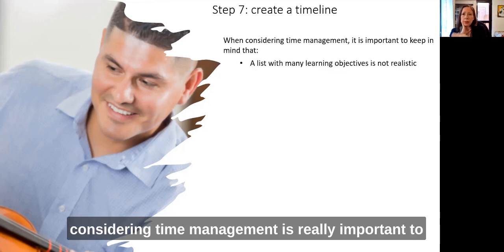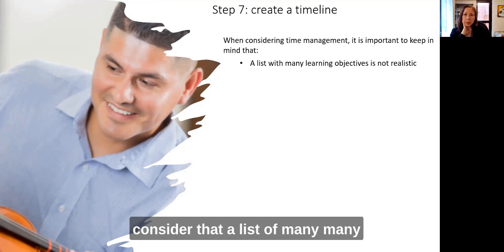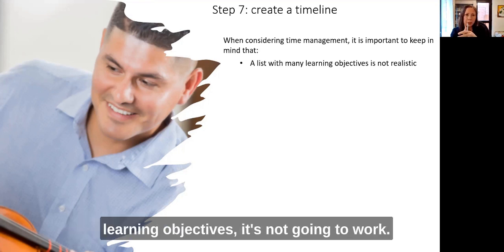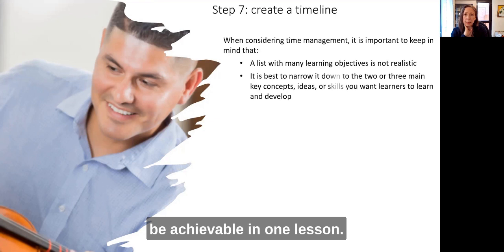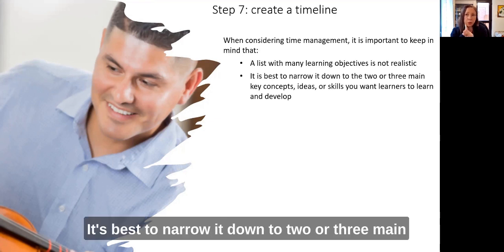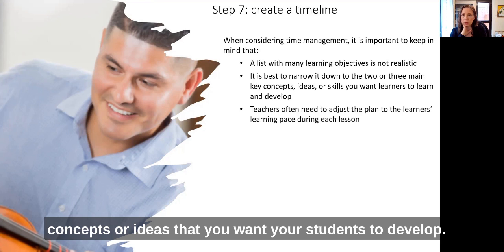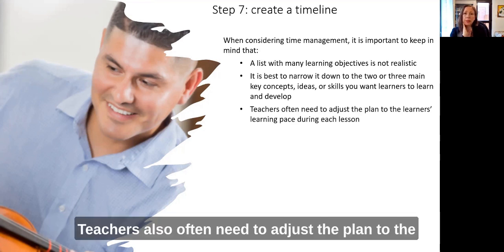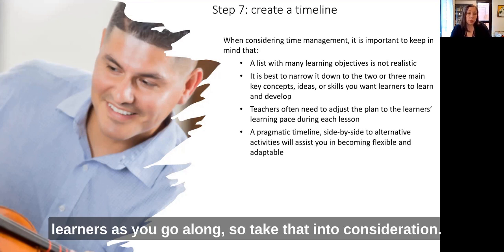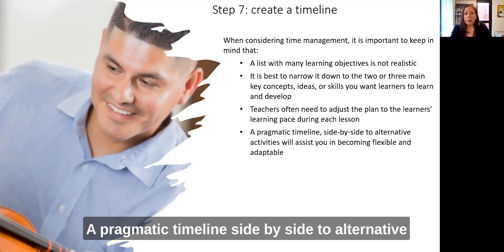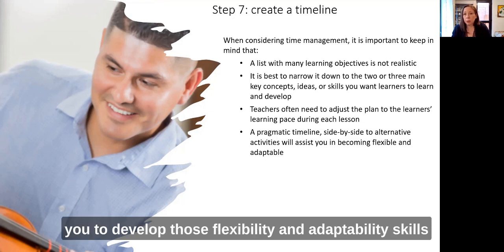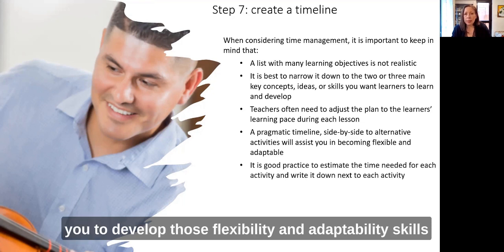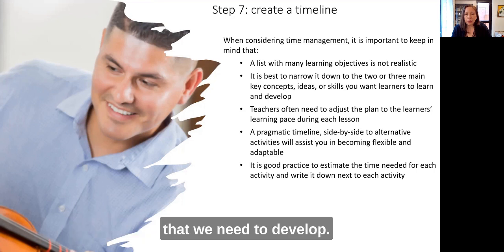And when considering time management, it's really important to consider that a list of many learning objectives is not going to work. It would not be realistic to be achievable in one lesson. It's best to narrow it down to 2 or 3 main concepts or ideas that you want your students to develop. Teachers also often need to adjust the plan to the learners as you go along, so take that into consideration. A pragmatic timeline side by side with alternative activities will be very helpful and also help you to develop those flexibility and adaptability skills that we need to develop.